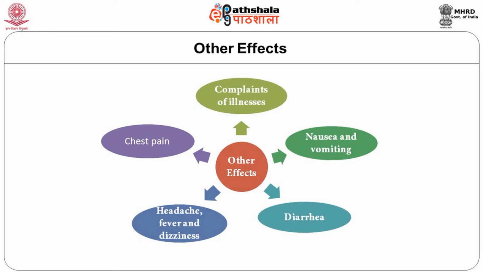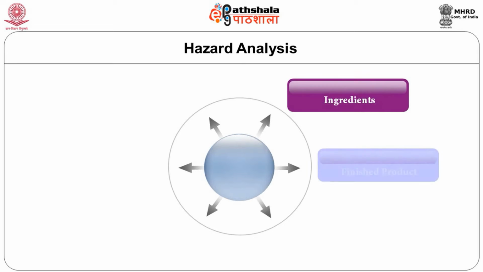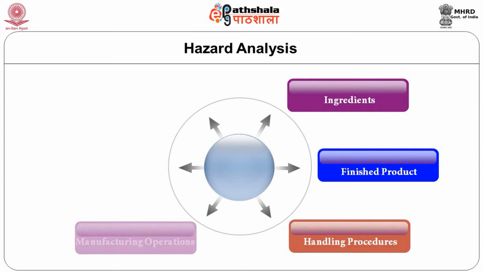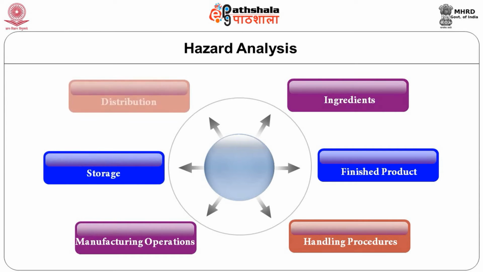The HACCP team must identify and list the physical hazards in all the following items. Number one is the ingredients, then the finished product, handling procedures, manufacturing operations, the storage, and the distribution.